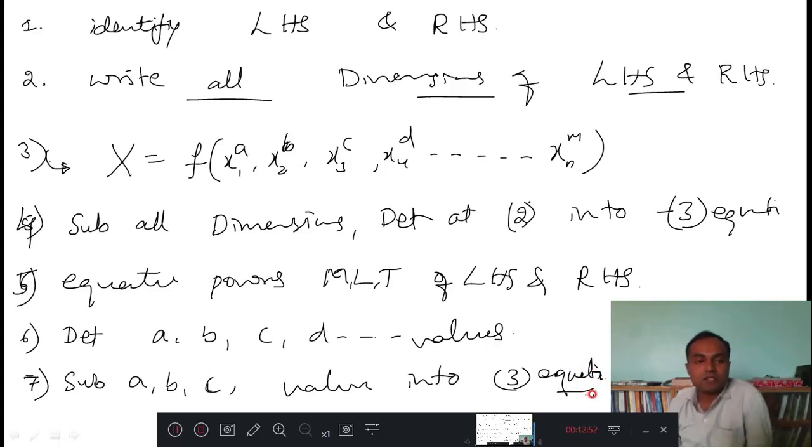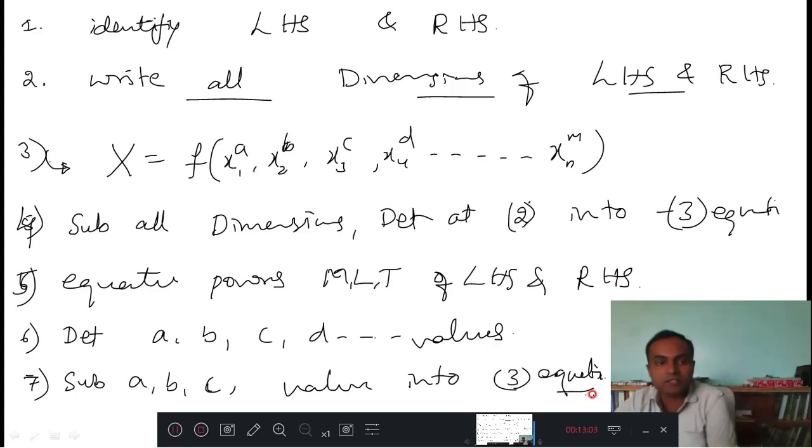This is the problem solving procedure. I will follow this only and I will solve the problems. Right? We will solve the problems in the next class. Right? Thank you.